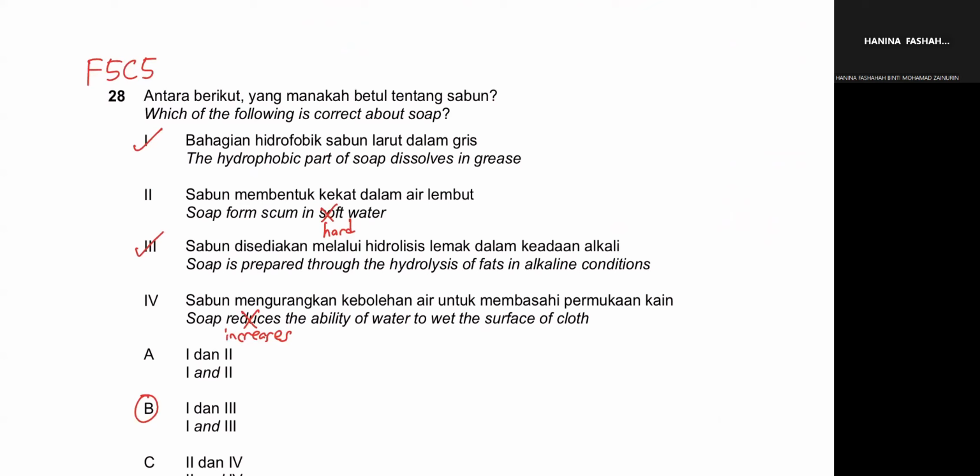Formula chapter 5, this one is for soap. How to produce soap? Or what is the property of soap? Soap can be prepared through hydrolysis of fat in alkali condition. Remember it is oil or fat. Normally use oil, fat also can. Oil plus concentrated alkali, you will get soap. Of course, in the experiment, you need to add a little bit of distilled water and also sodium chloride.